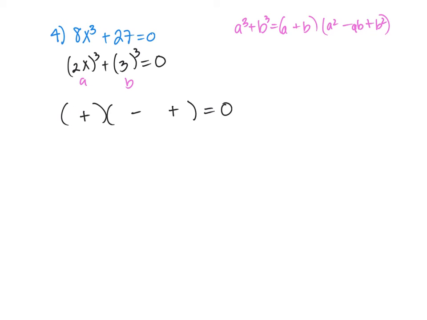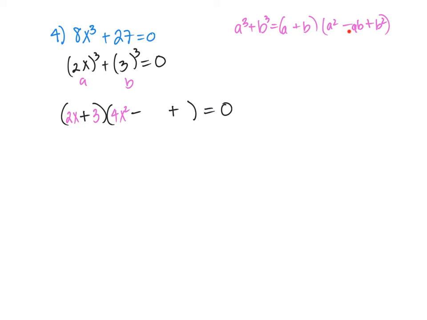Your A will go in this spot, and so that's going to be 2x. And then your B will go in this spot, so that's going to be 3. And then after that is your A squared. So A squared is taking the 2x and squaring it. So you square the 2, you get a 4. You square the x, you get an x squared. So make sure you square everything, even the 2.